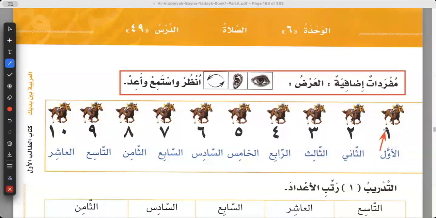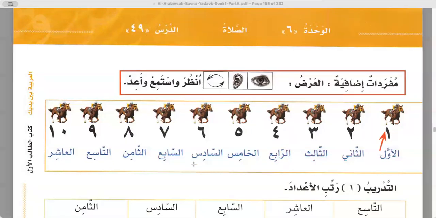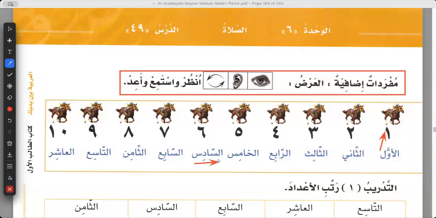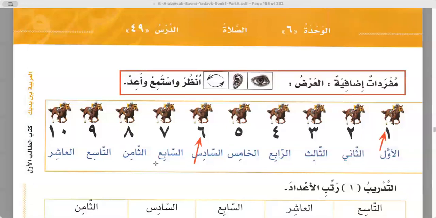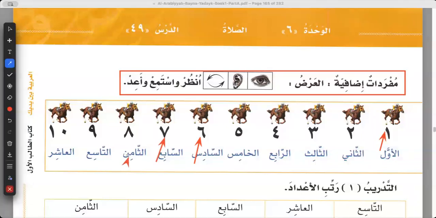We talked about al-awwal before. Al-awwal, the first. Al-thani, the second. Al-thalith, the third. Al-rabi', the fourth. Al-khamis, the fifth. So today we are going to have the remaining 5. Al-sadis, al-sabi', al-thamin, al-tasi', al-ashir. So now we are going to compare them with non-sequence.